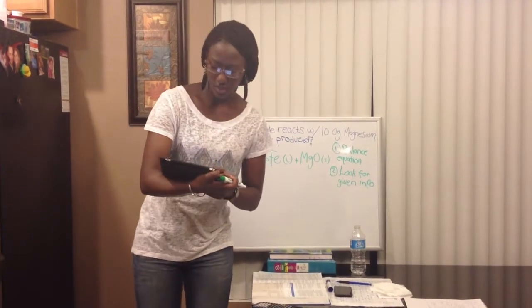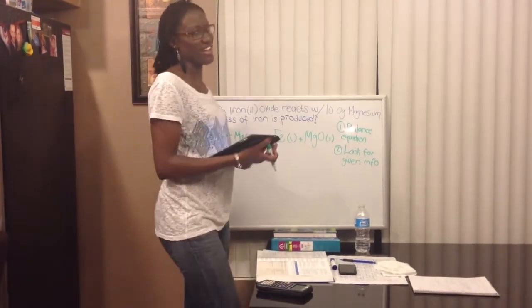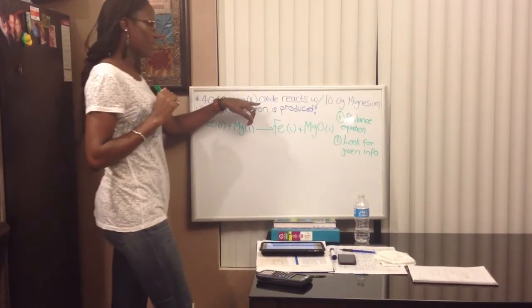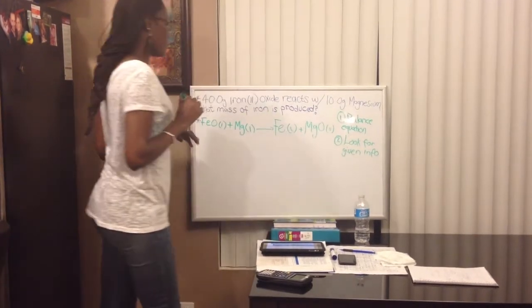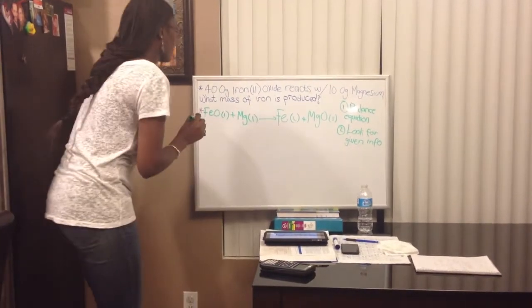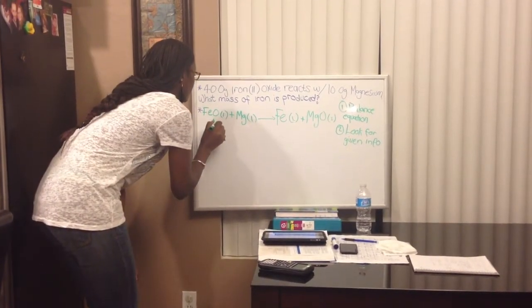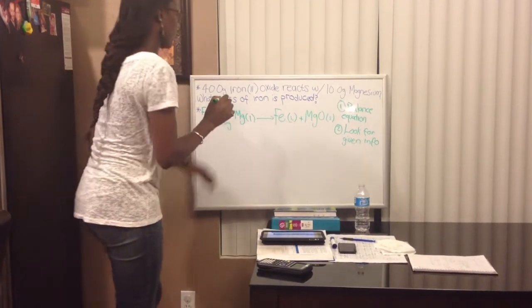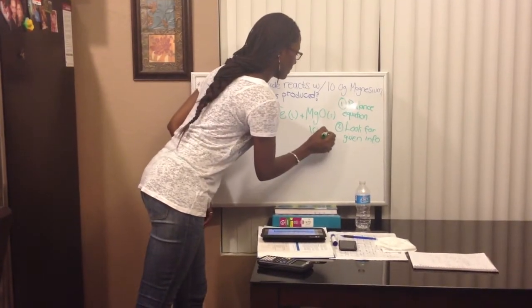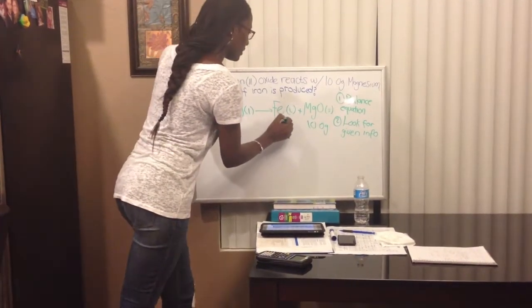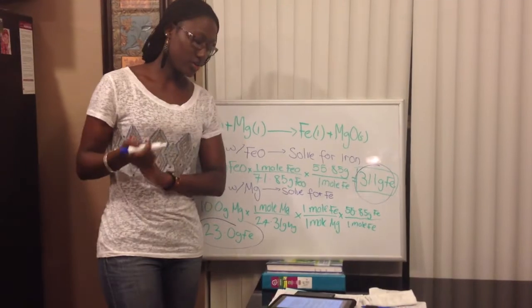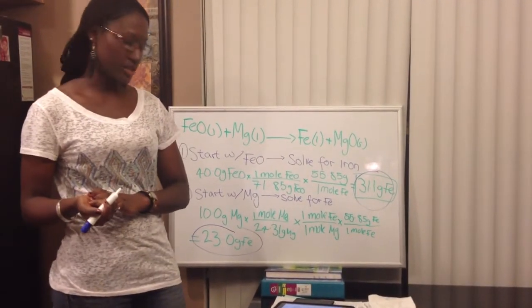All right, so let's do an example to solidify this concept. We've been given 40 grams of iron 2 oxide, which reacts with 10 grams of magnesium. And the question is asking us to find what mass of iron is produced. So we have 40 grams of iron oxide, which reacts with 10 grams of magnesium, and it's asking how many grams of iron.